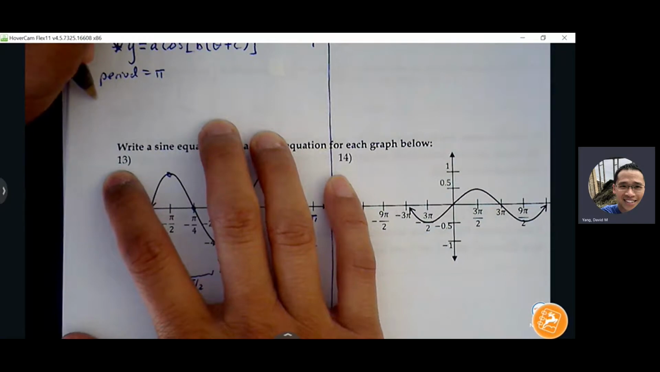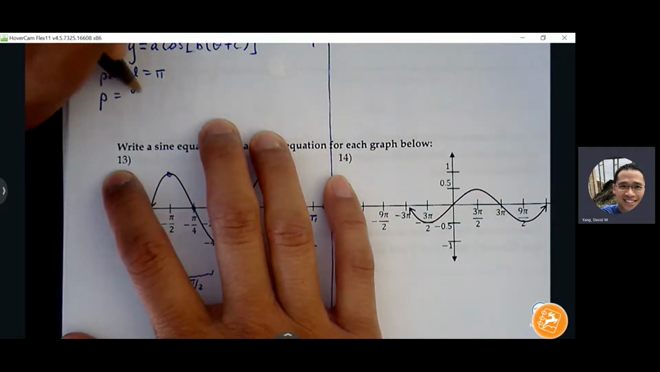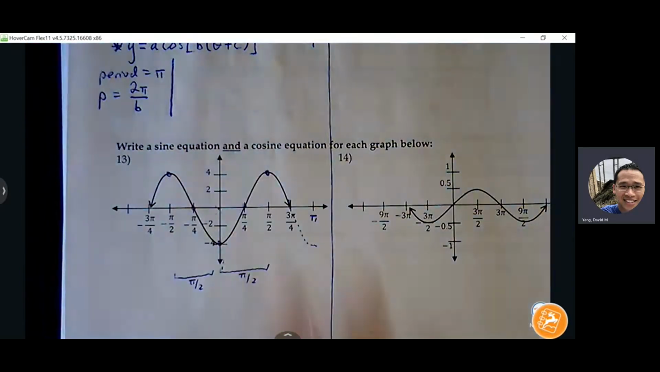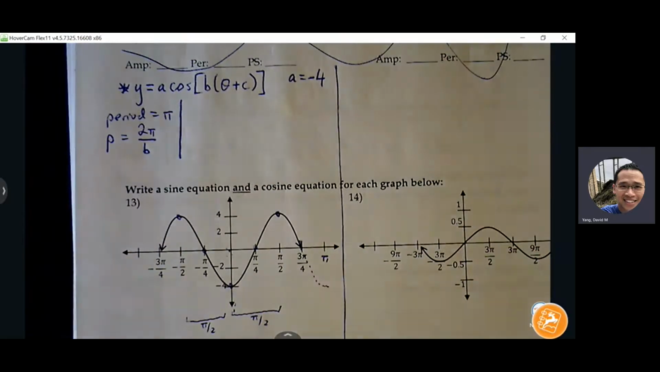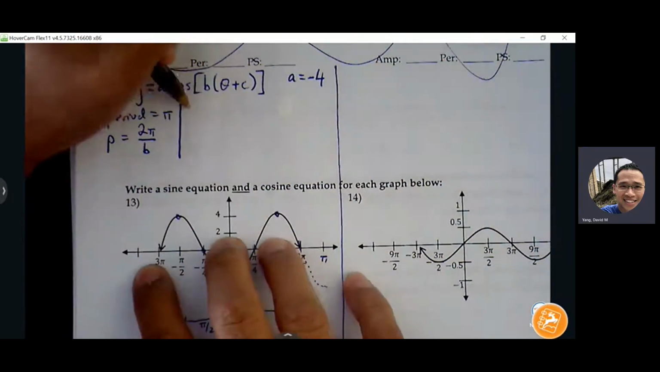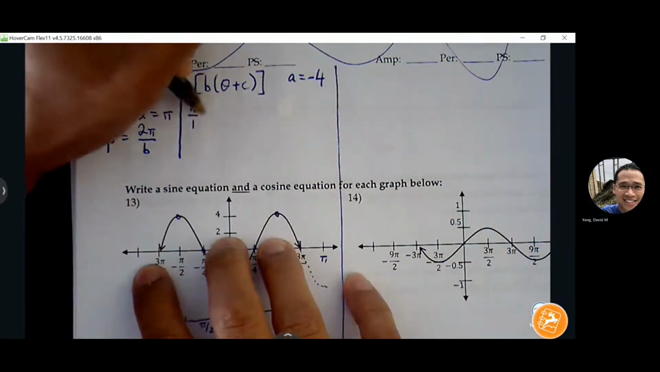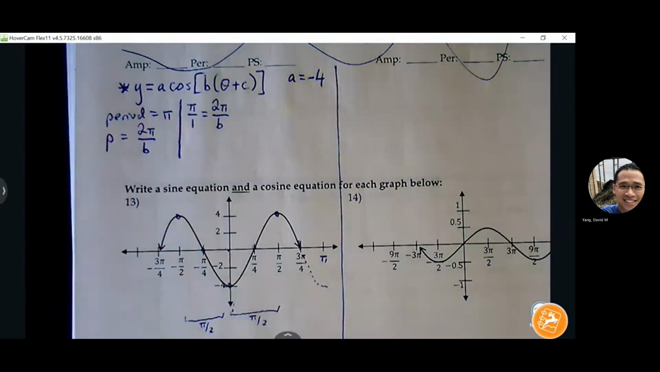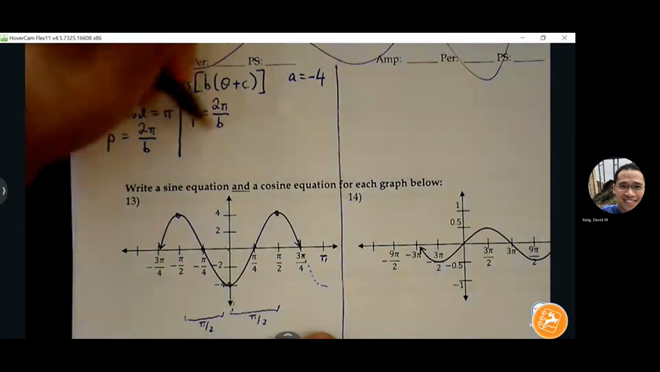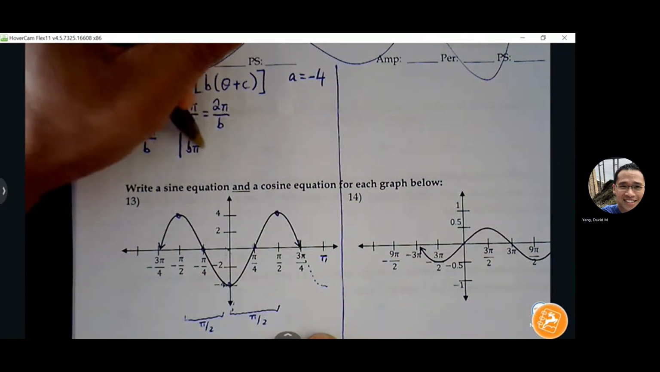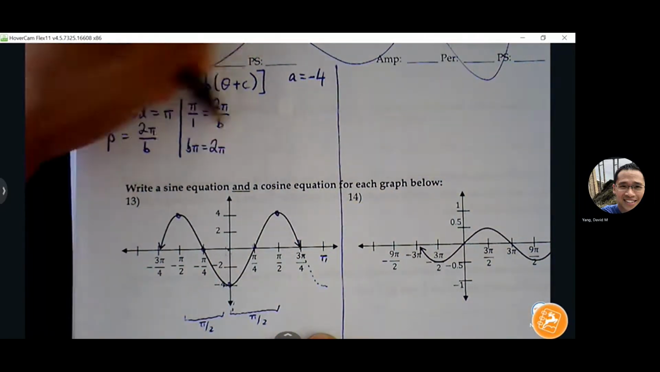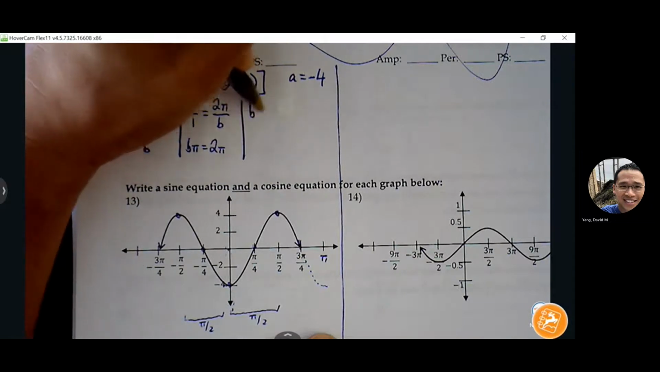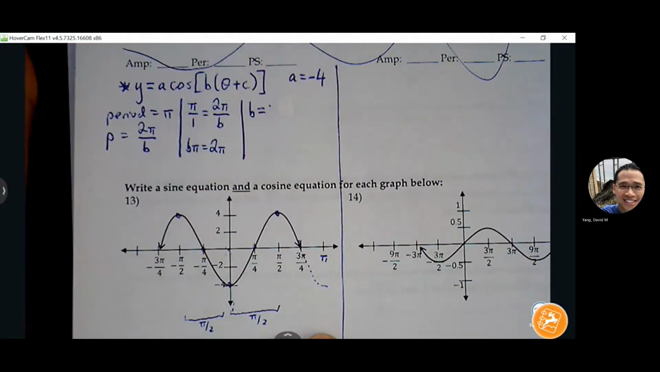We have to go through our formula. Our formula is period is 2 pi over b. So just like on the quiz, we have to work backwards to get to our b value. So I'll put the pi in for the period. Cross multiply. B equals what? 2, okay?